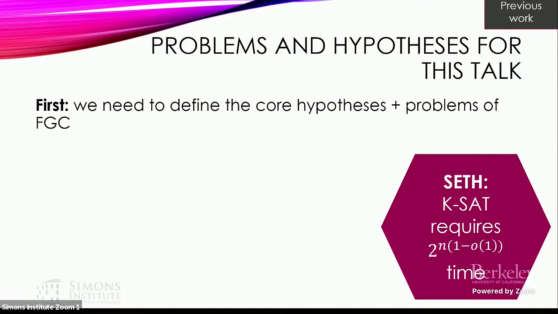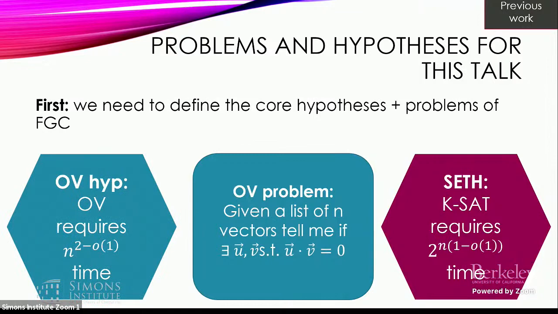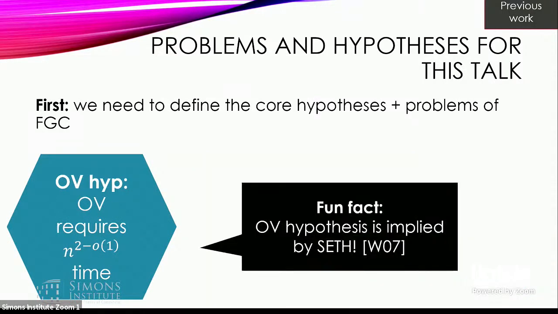Great. So I'm going to tell you about some more fun problems and reductions. So first is the orthogonal vectors problem. You're given a list of n 0-1 vectors, and I want you to tell me if there's a pair of these vectors that have a dot product of 0. And the hypothesis is that this requires n squared time. And the fun fact is that this is implied by SETH.